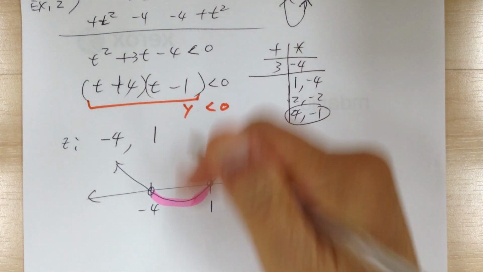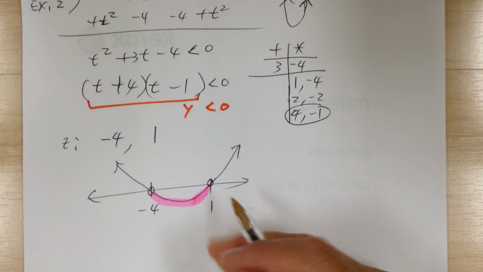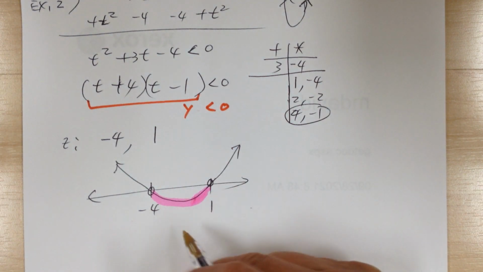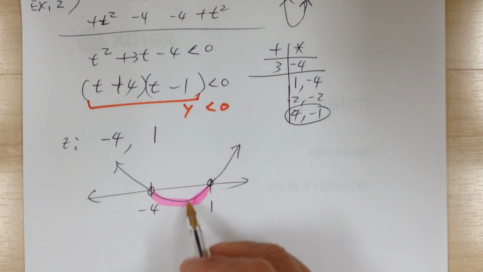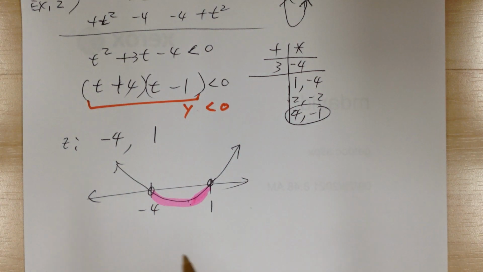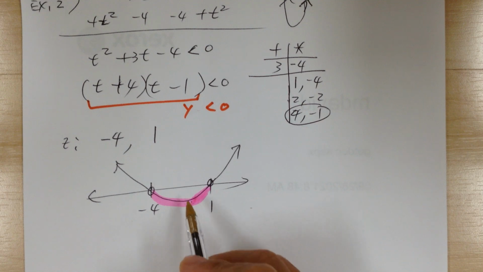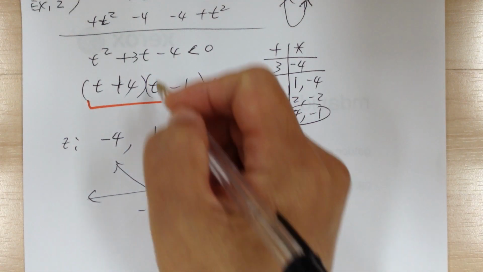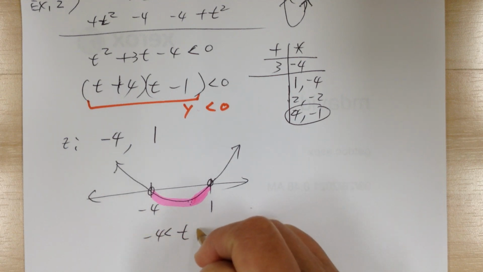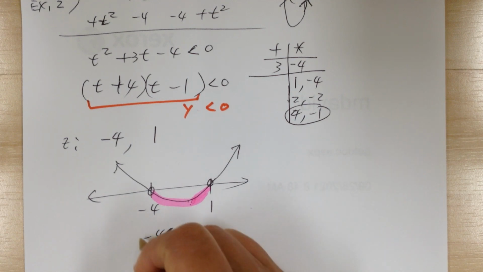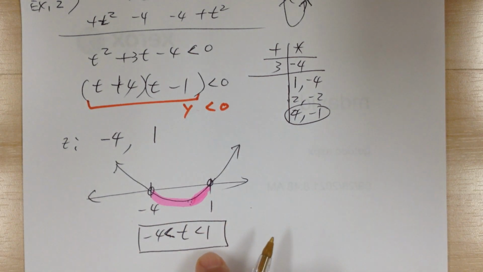Above is positive, down below is negative. So this is greater than 0, less than 0. On this picture, the part that is y less than 0 is this part over here. So this is the part that you're looking for. Now for this part, you have to switch back to the x, or the t in this case. So t would be greater than -4 and less than 1. And that would be the answer for this part.